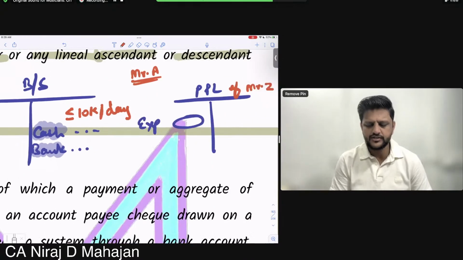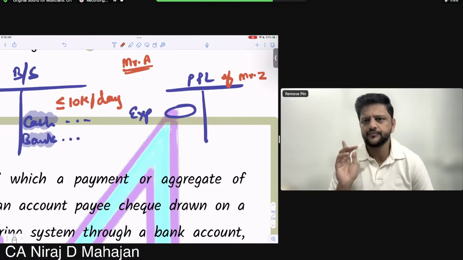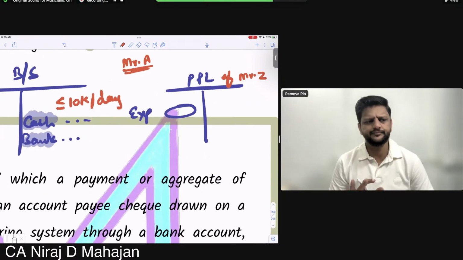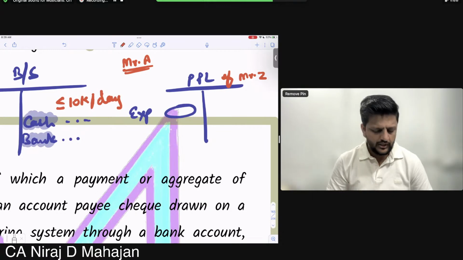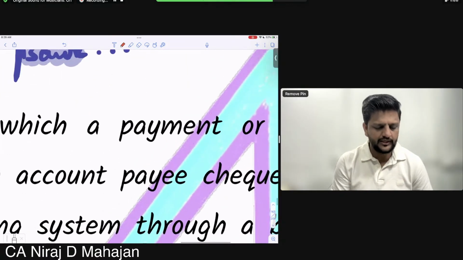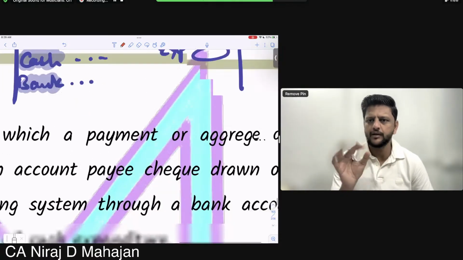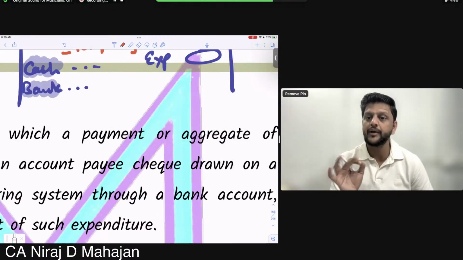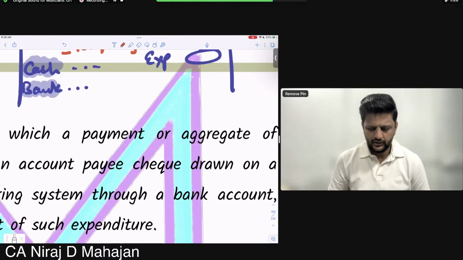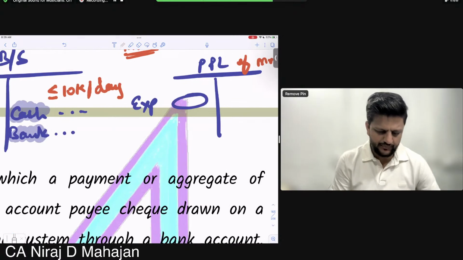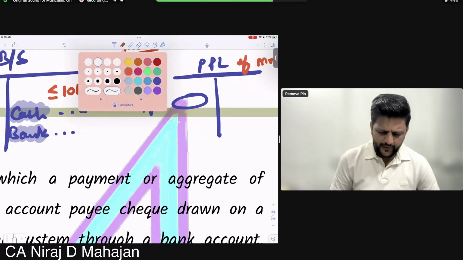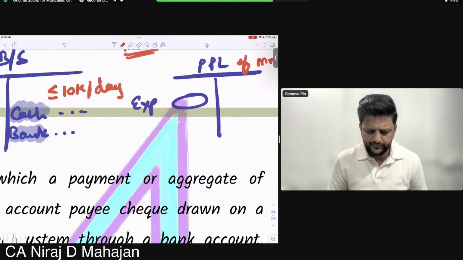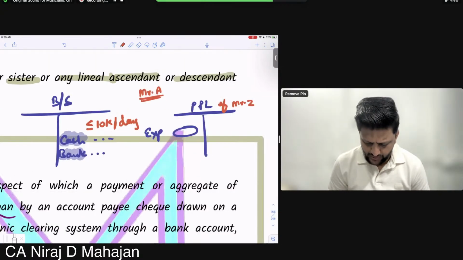So what it says: if any payment is done in a day to a party which is more than 10,000 rupees, other than approved mode of payment, the entire payment gets disallowed. I'll give you an example. Let us say expenditure booked, P&L debit for Mr. A, let us say it's 50,000.